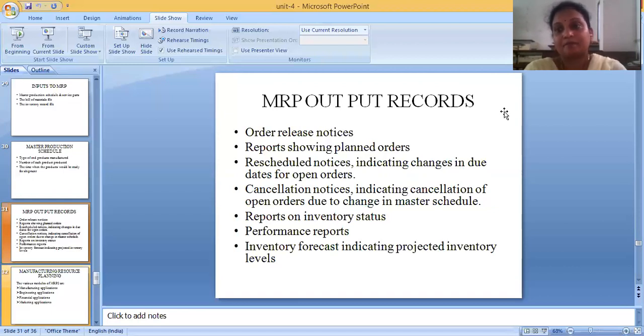It means, see, this is output in the sense, we have manufactured and we got some components and we are left with some raw material. What is the raw material we are left with? Even we'll get that report also.